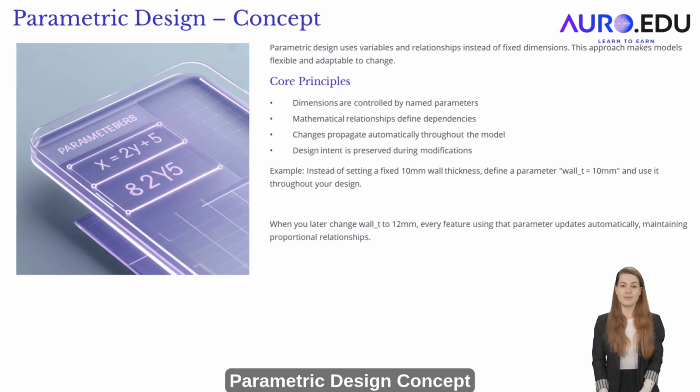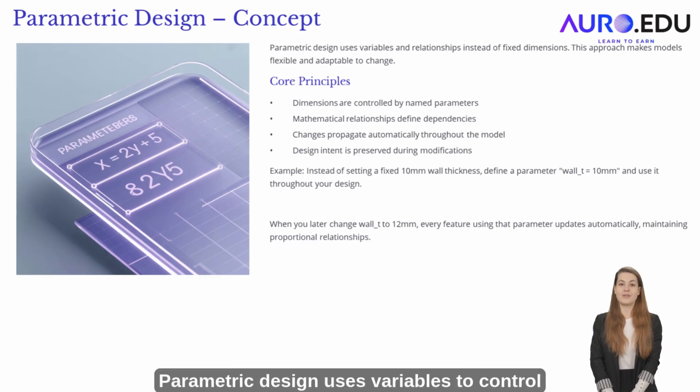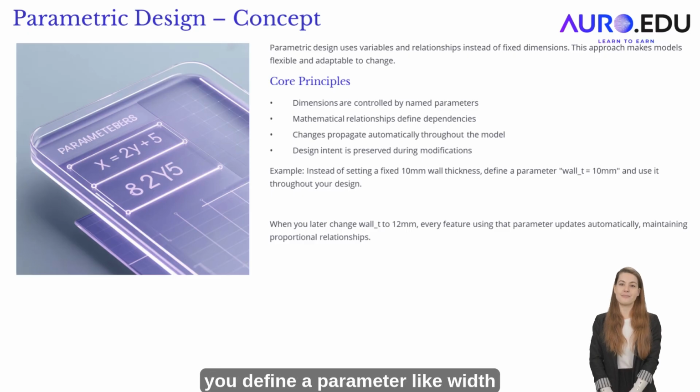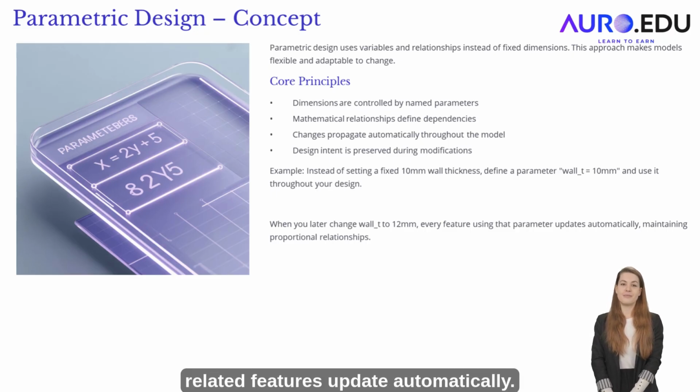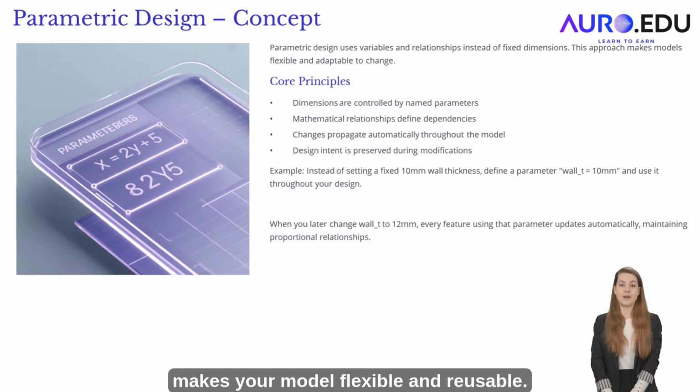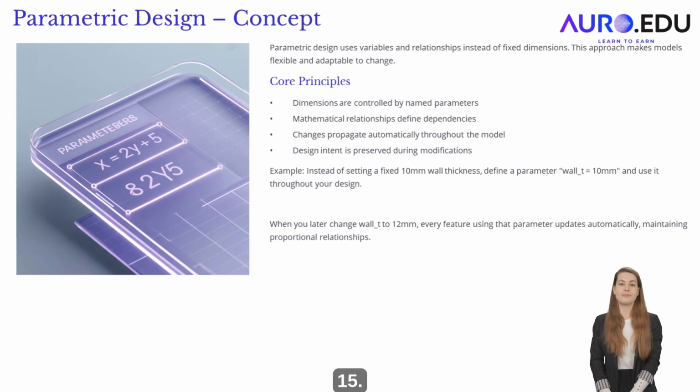14. Parametric design. Concept. Parametric design uses variables to control dimensions and relationships. Instead of setting a fixed size, you define a parameter like width equals 2 times thickness. When one value changes, related features update automatically. This makes your model flexible and reusable.